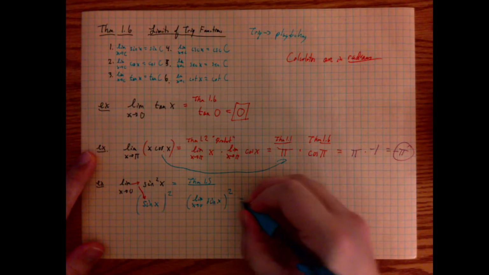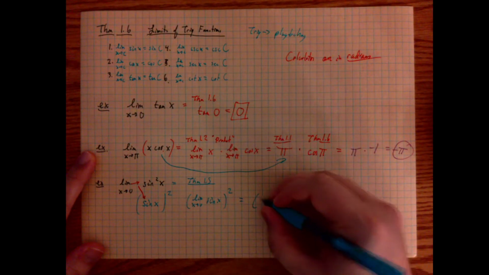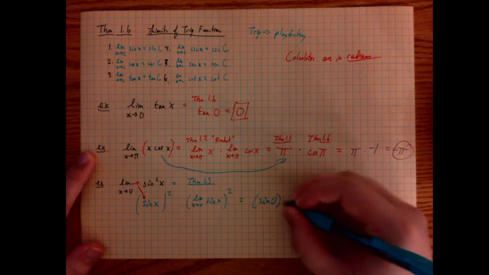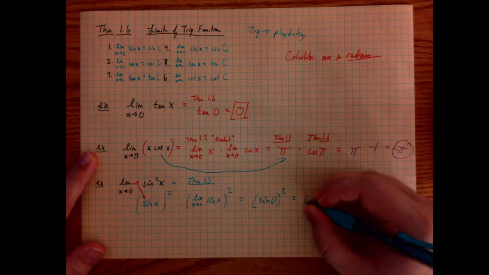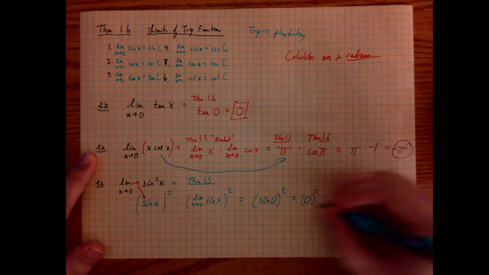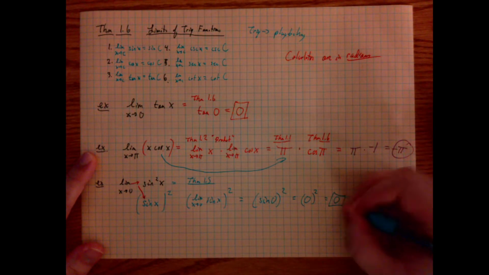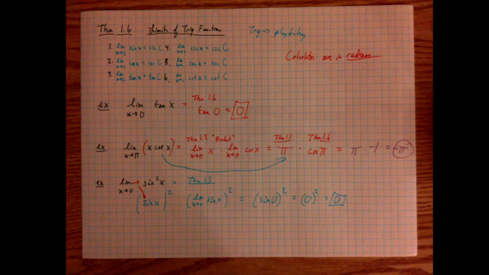So let's do this. On the inside, we'd get sine of 0. And the outside we still have a square. Sine of 0 is, of course, 0. And squaring that gets us 0. Make sure you're able to take those functions and get those steps.